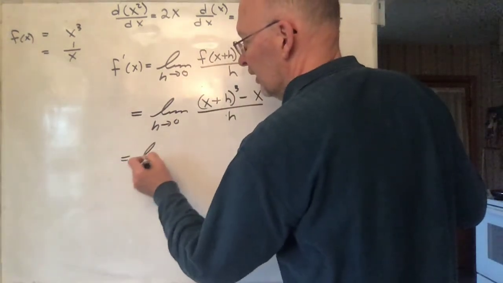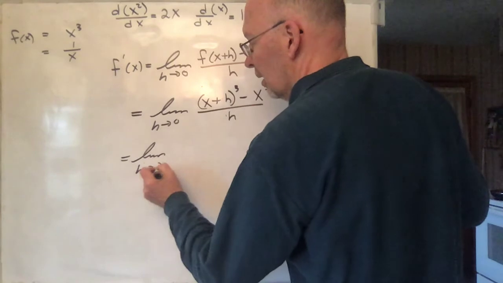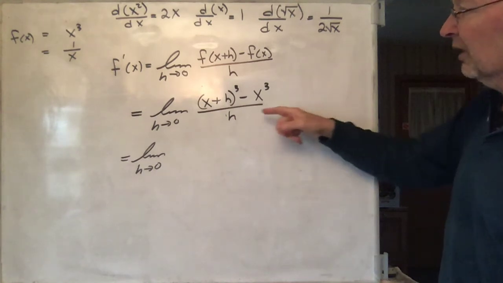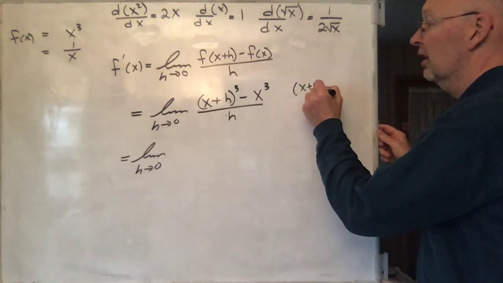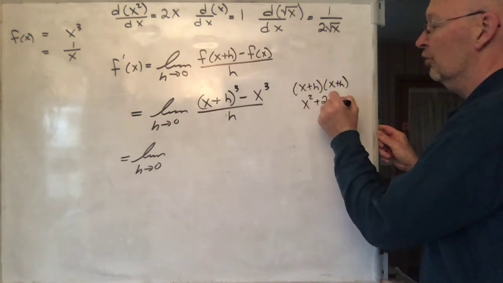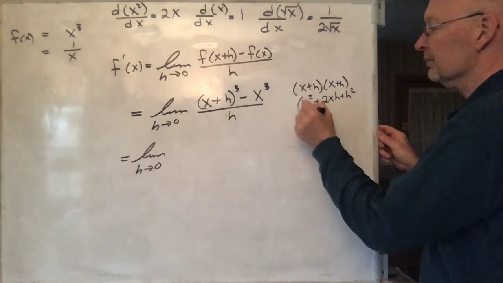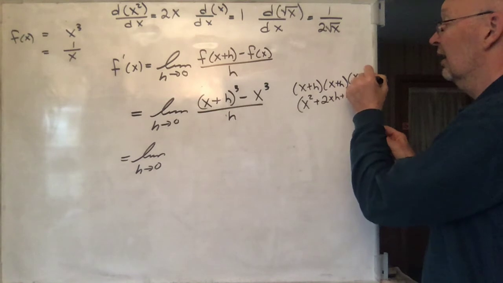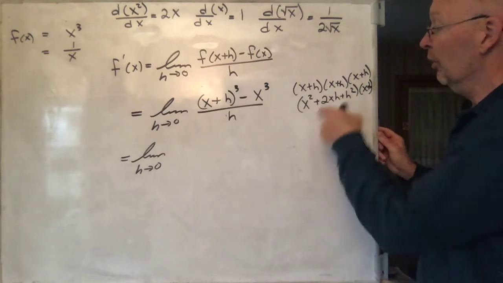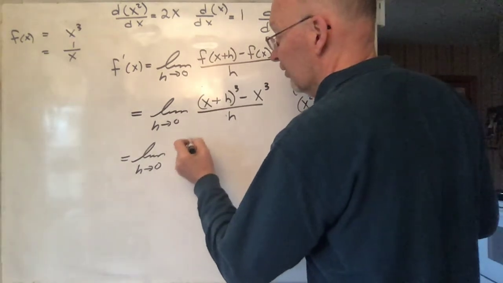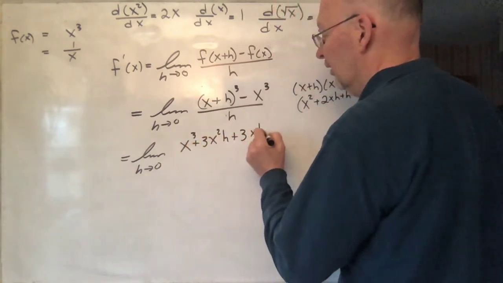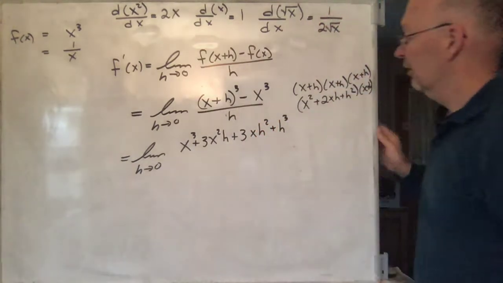So here in this case, what we need to do is to multiply out x plus h quantity cubed. I happen to know what that is if you multiply it all out. I won't take time to do it here, but what do you do? You take x plus h, and you first multiply it by x plus h, which gives you x squared plus 2xh plus h squared. And then you multiply that by yet another x plus h. Running out of room. And when you multiply that all out, here's what you end up with: x cubed plus 3x squared h plus 3xh squared plus h cubed.